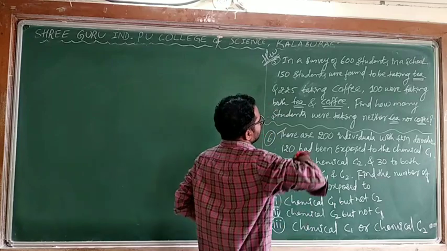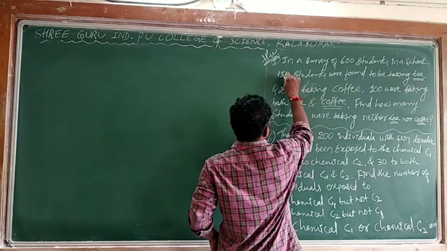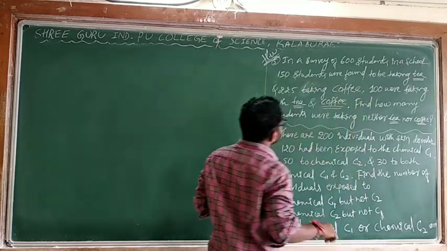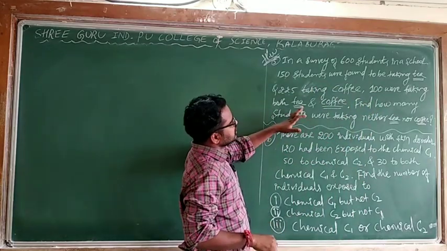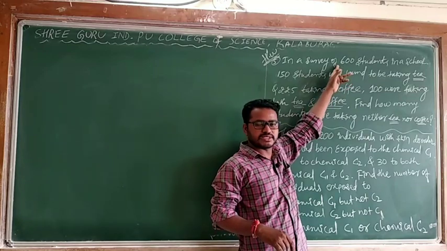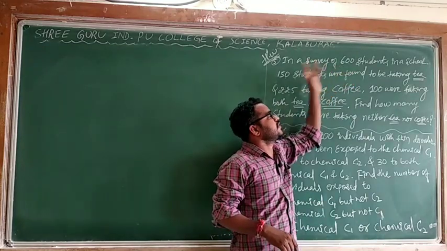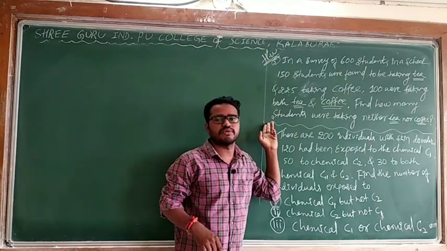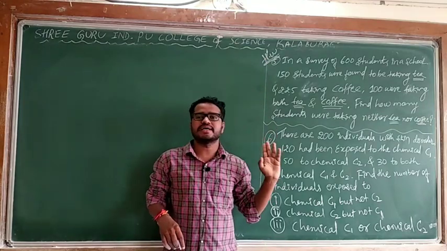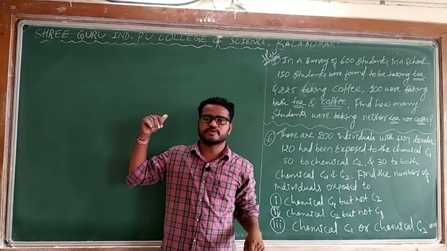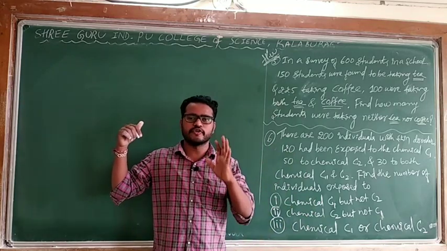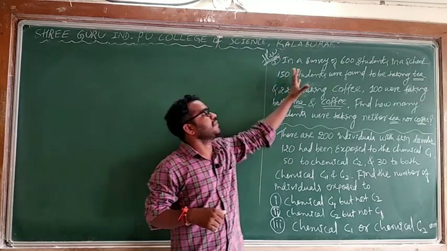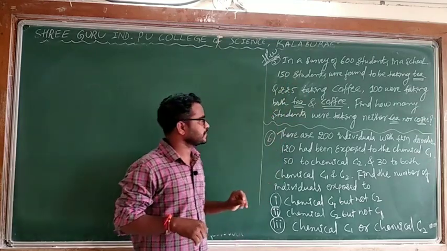First you find the union: 150 plus 225 minus 100. Then, using the union, you subtract it from the 600 and you will get the answer. You can try this. I am giving this as homework, because it is the same as the previous problem, the fourth problem. Following that, you can do it. Same formula, everything is the same. Only the numbers and data are different. Okay.